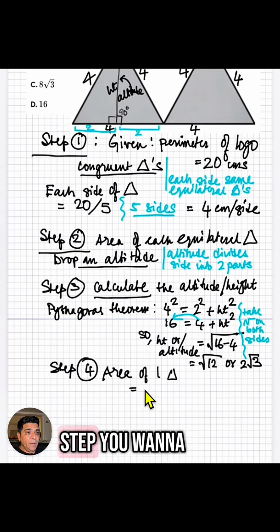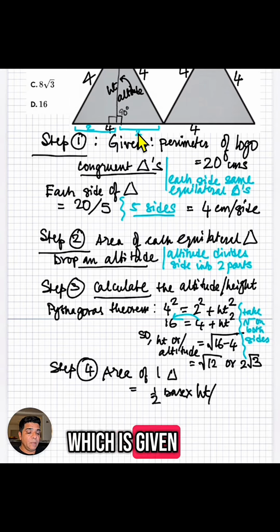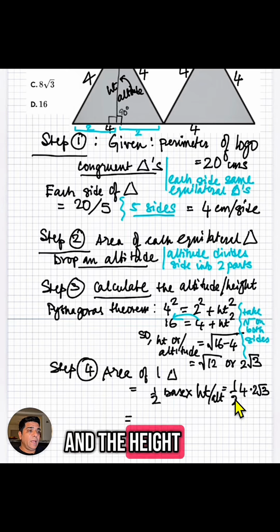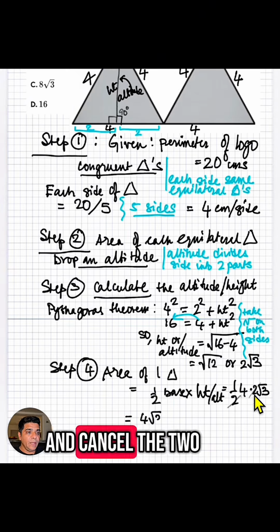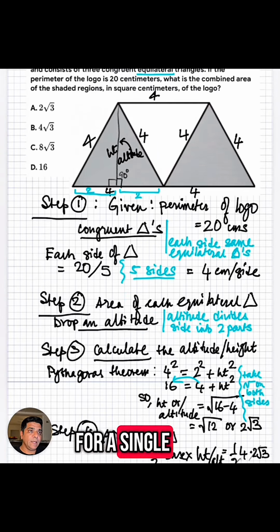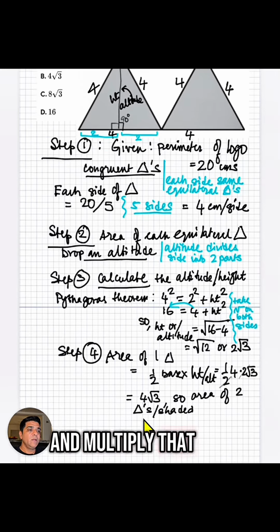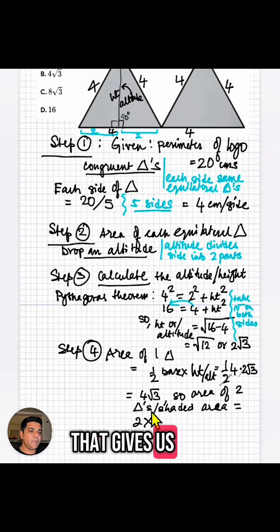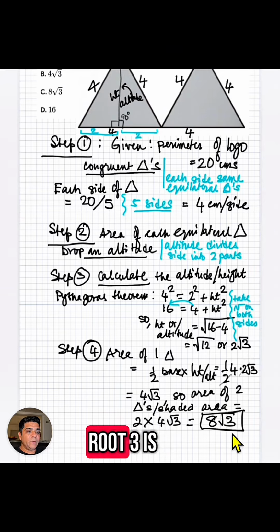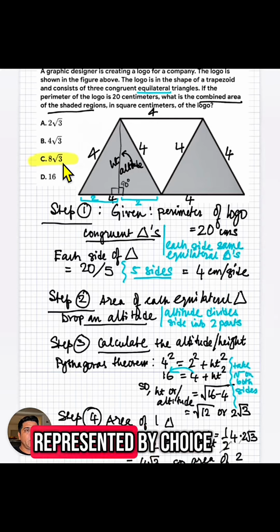So the next step, we want to calculate the area of one triangle, which is given by half base times height. The base, we know, is 4. And the height, we just calculated the altitude to be 2 root 3. So go ahead and cancel the 2. So you have 4 root 3 for a single triangle, this shaded area. We need 2 of these. So let's multiply that 4 root 3 by 2. That gives us 2 times 4 root 3, which is 8 root 3. That is our final answer, and it is represented by choice C here.